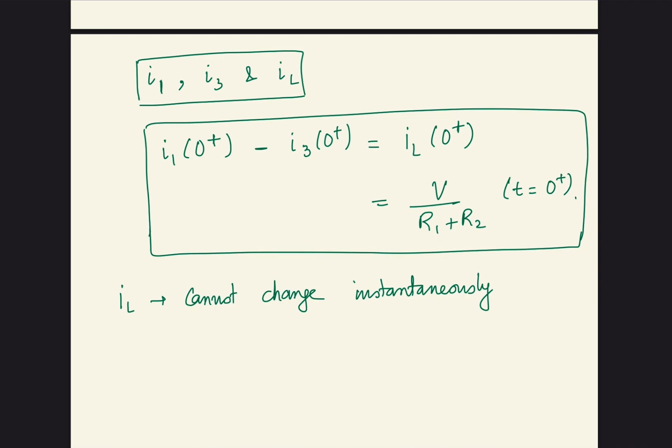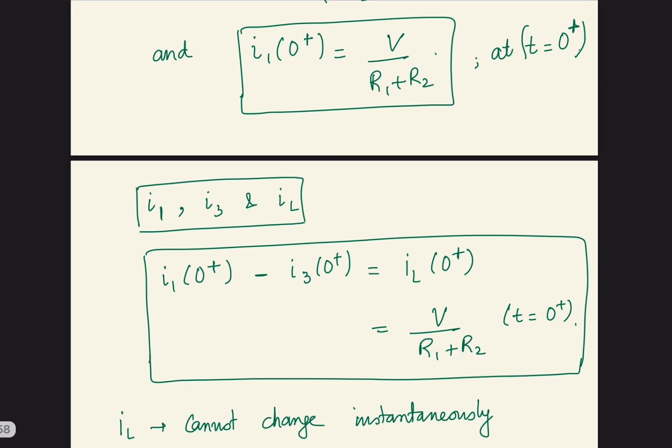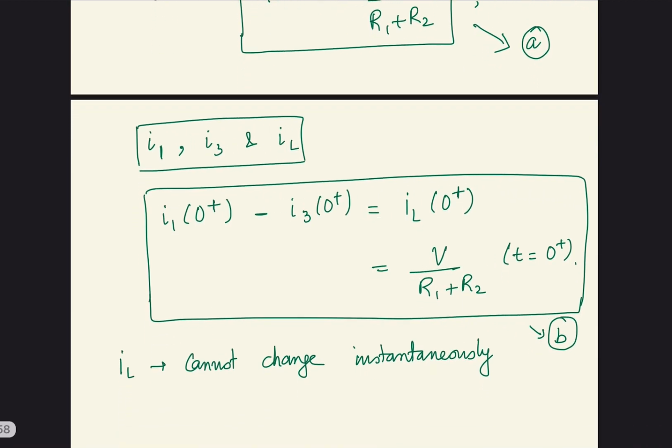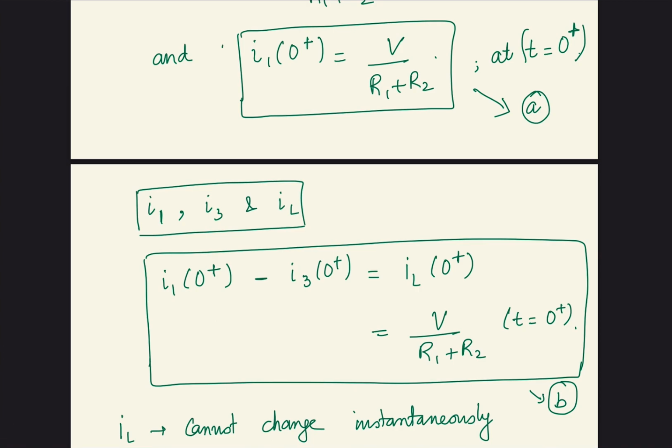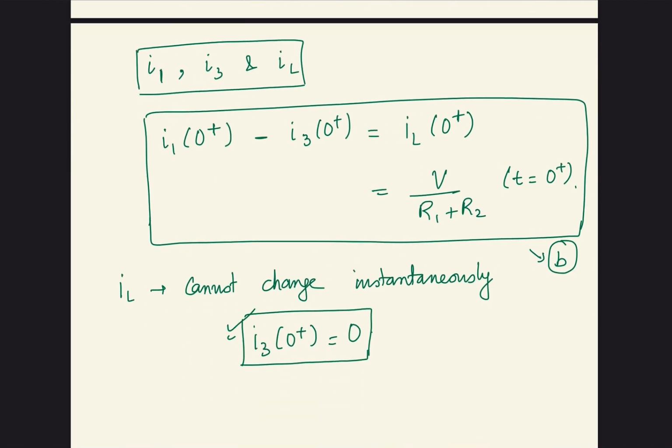Right? What can we say? If we compare this equation, let me call it A, with this equation B, if I compare these two, what do I get? I simply can make a comment that I3 at 0 plus is equal to 0. So we have found the relation for two currents, I1 at 0 plus and I3 at 0 plus.